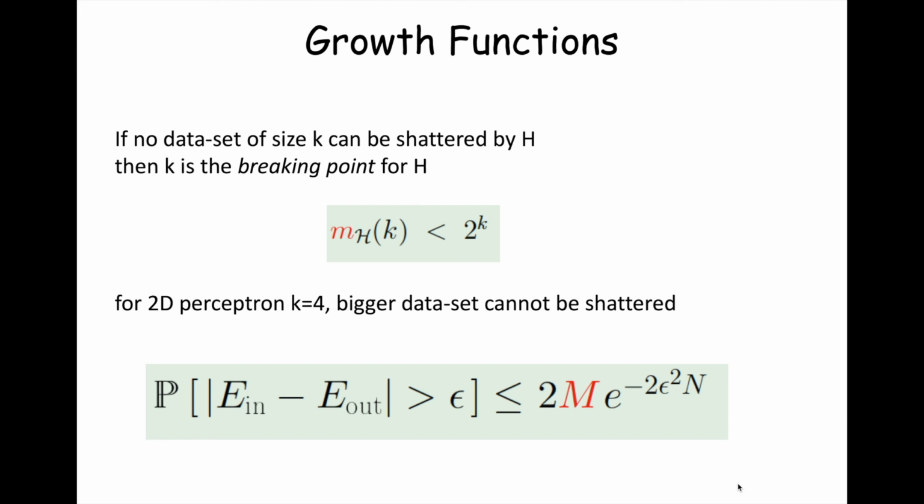And so now, this idea of a breakpoint gives us a single number that we can use to compare the descriptive power of two different types of hypotheses, right? So for the 2D perceptron, K was 4, the breakpoint. It was that data set size at which it could no longer shatter our data set, or produce all possible 2 to the n dichotomies or labelings.